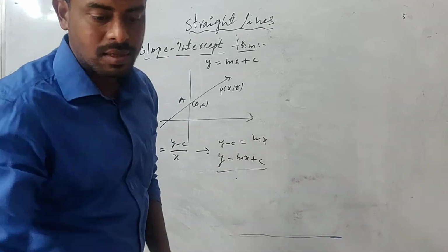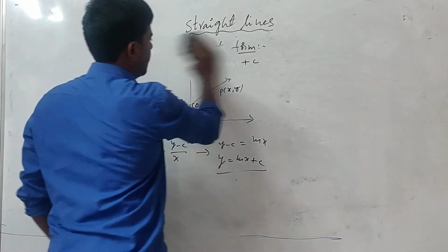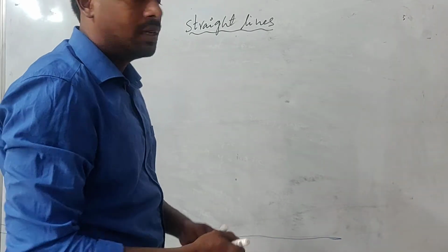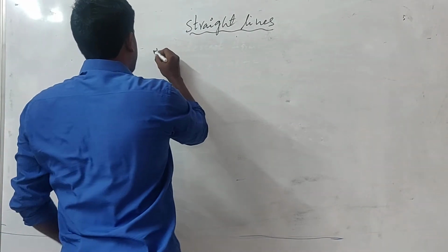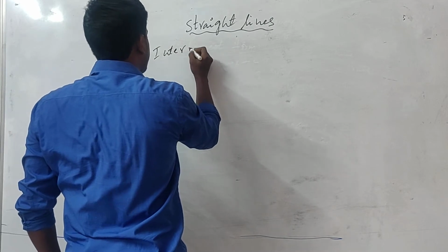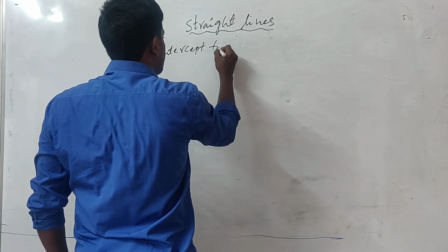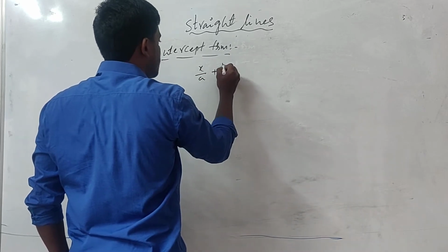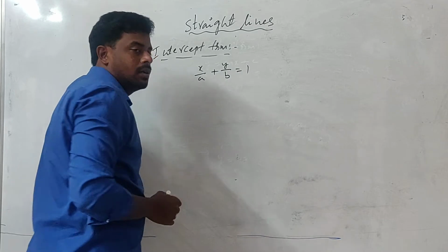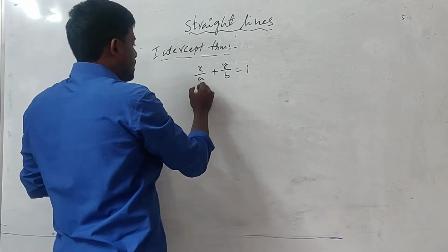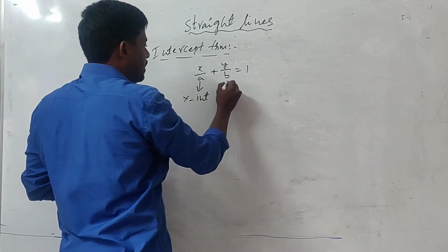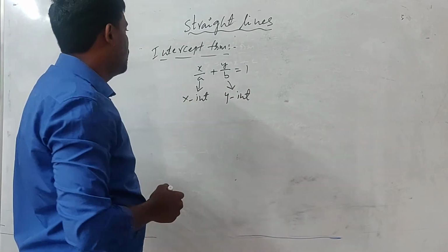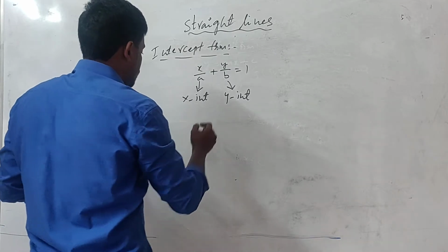Then the next one is the slope and two point form, which you will also get like that. Next is the intercept form, that is x by a plus y by b equal to 1. Here a is the x intercept and b is the y intercept. How do we get this formula?